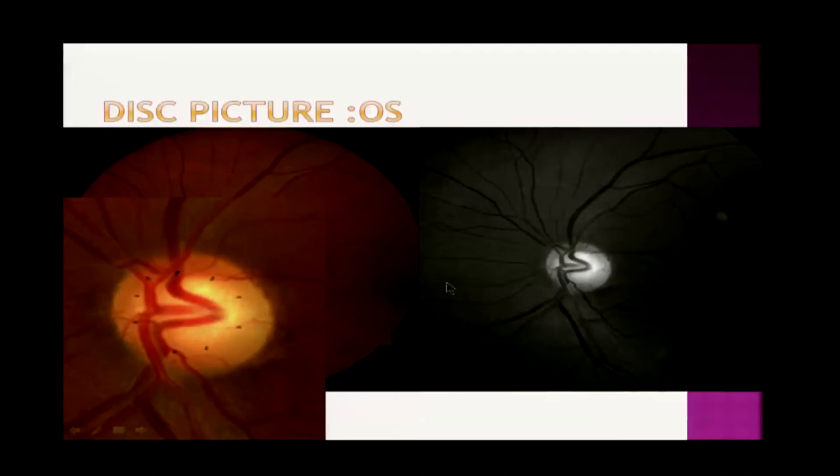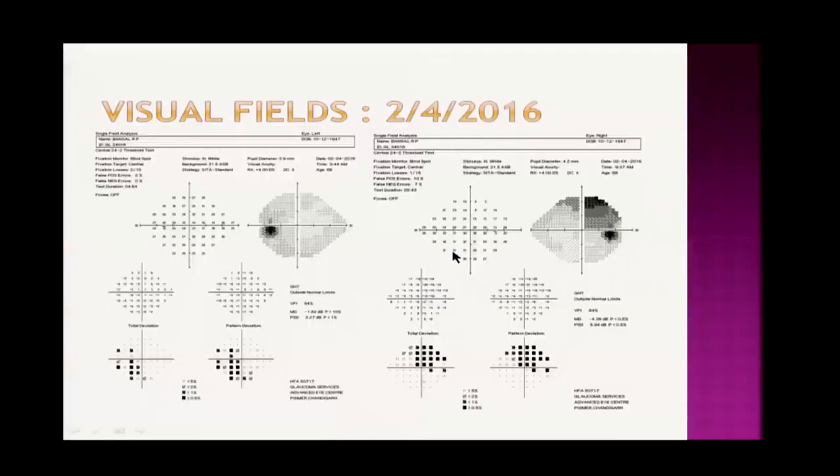So based on this, we thought there is something not right about this patient, so we did the visual fields. So what do you think about this visual field? Glaucomatous, non-glaucomatous, normal, abnormal? Who says it's normal? Abnormal. So everyone says abnormal. So glaucoma, non-glaucoma? Non-glaucoma. Why do you say that?